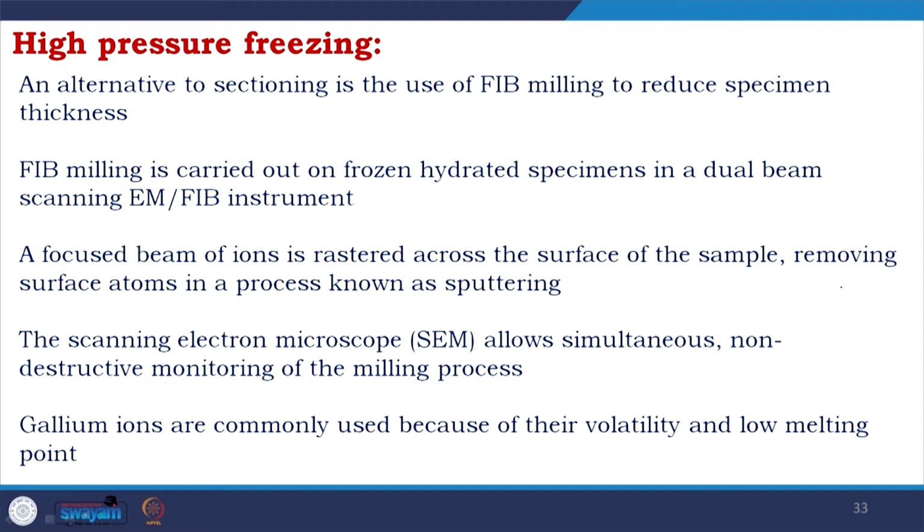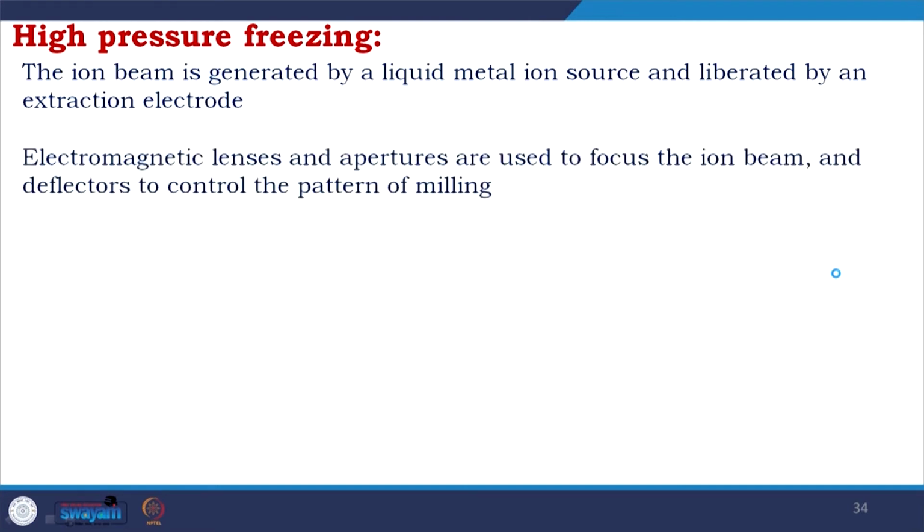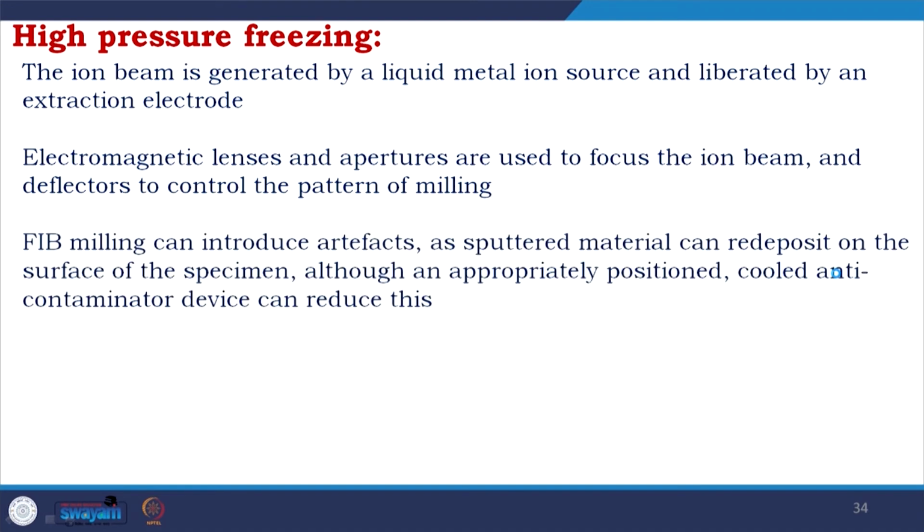If you remember, I was talking about liquid gallium. Liquid gallium is used as the target in X-ray crystallography. The ion beam is generated by a liquid metal ion source and liberated by an extraction electrode. Electromagnetic lenses and apertures are used to focus the ion beam, and deflectors to control the pattern of milling.